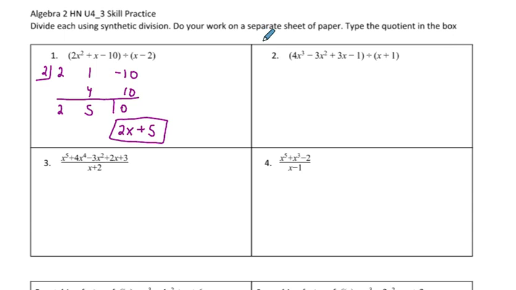Let's look at what we've got for number 2. We got 3, 2, 1. We're not missing any terms. Dividing it by x plus 1. So in our synthetic division, we're going to put a negative 1 over here in the cubby. And we have 4, negative 3, 3, negative 1.